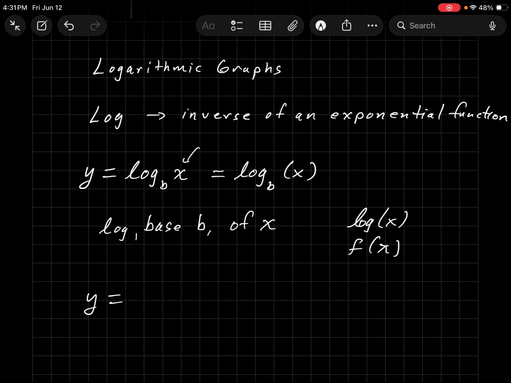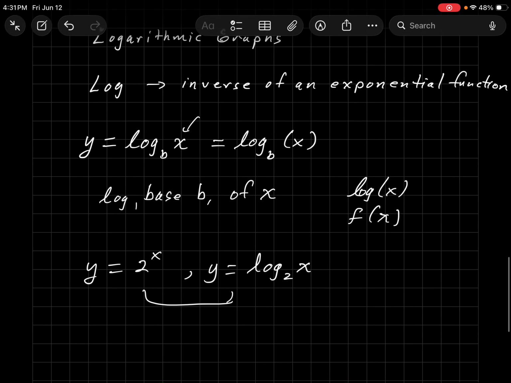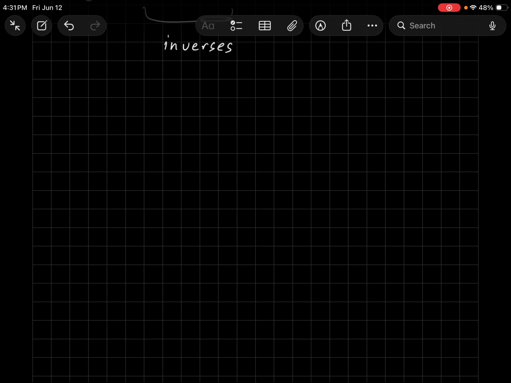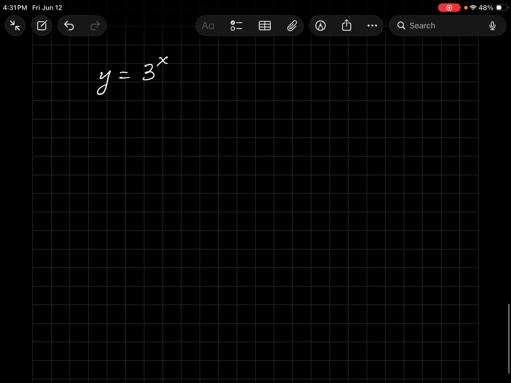So if I have y equals 2 to the x and y equals log base 2 of x, these functions are inverses of each other. Now, how does that help me graph a logarithm? Well, let's do a new exponential function. Let's do y equals 3 to the x, which I would think of as a tripling function. Its inverse is y equals log base 3 of x.